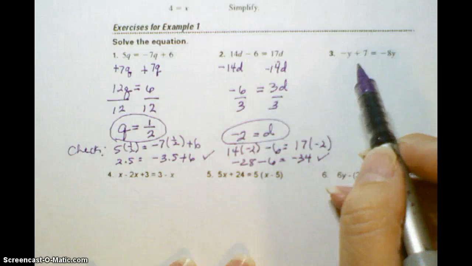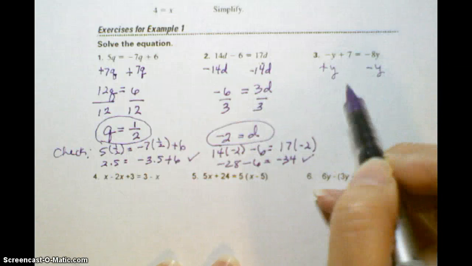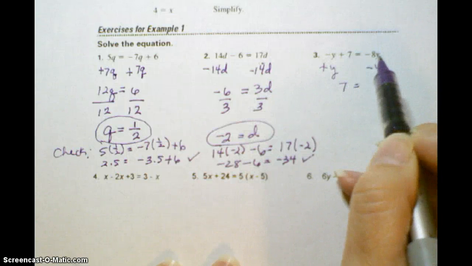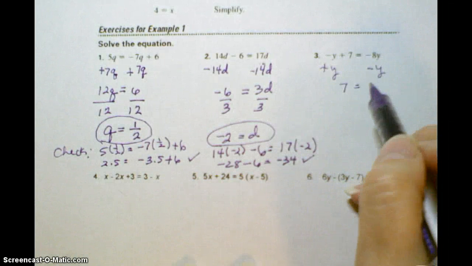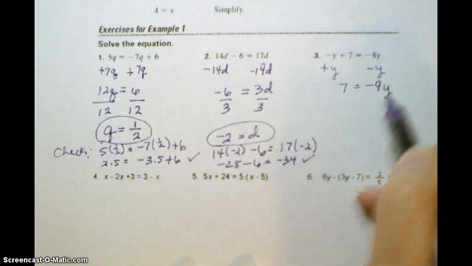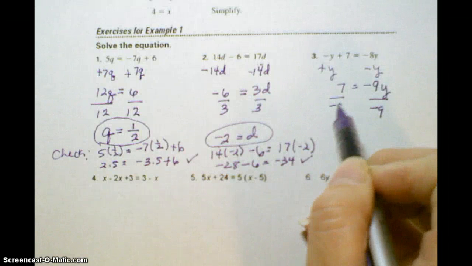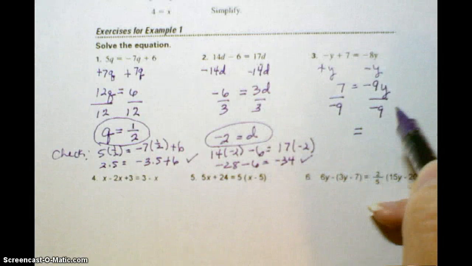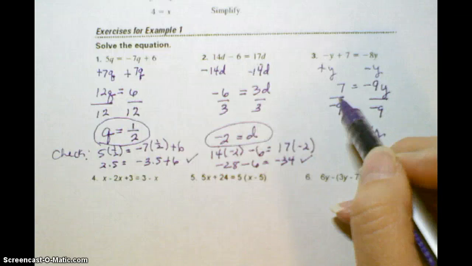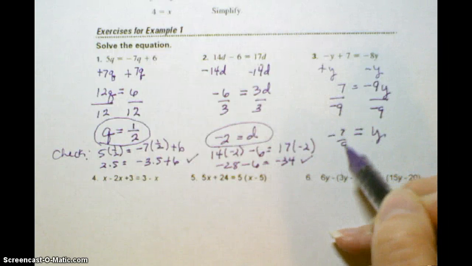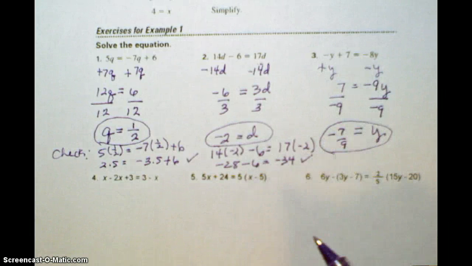Okay, let's do number 3. I'm going to add y to both sides. 7 equals, I've got negative 8y and negative y. So if I've got a negative and a negative, that should give me negative 9y. And then I'm going to divide by negative 9 on both sides. Now bring down the equal sign. Anything over itself is 1y. And this is positive divided by negative, negative 7/9. And then you would go ahead and check. I'm going to skip the check right now for time purposes.